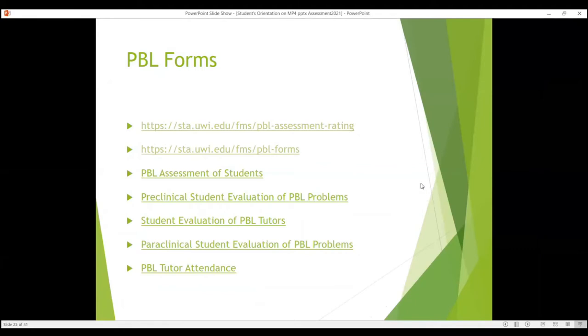So what I am trying to say here is that in order to ensure the quality of the PBL delivery, we make sure that we get our students assessed. At the same time, our students have the opportunity to assess their tutor so that we can take the necessary steps to improve their tutoring skills. The students are also assessing the PBL problems so that if there is any issue with the problem, we will try to improve it.